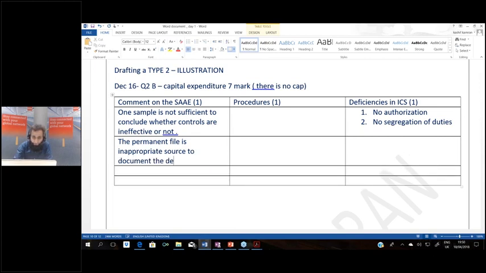To document the deficiency in internal control systems, I used the wrong source. I should have documented it in the current file, but I used the permanent file, which is an inappropriate source to document the deficiency in internal control system. Obviously, when you find a deficiency in internal control system, the deficiency relates with the current year, right? You cannot record the deficiency in the permanent file. The permanent file is something which goes on and on and on. So obviously we recorded the deficiency in the permanent file, which was the big mistake on part of the auditor.